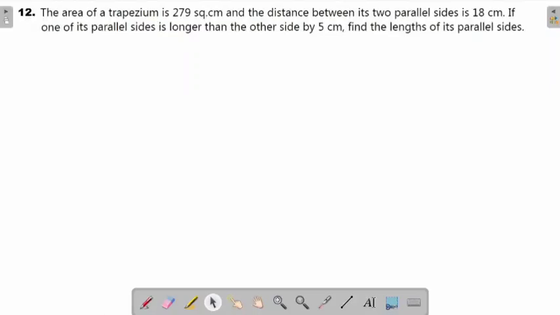Welcome back, dear students. Let's continue with exercise 20C, and this video is going to be the last video on exercise 20C. Right, so let's see the first question. So the question says, the area of a trapezium is 279 square centimeter and the distance between its parallel sides is 18 centimeter.